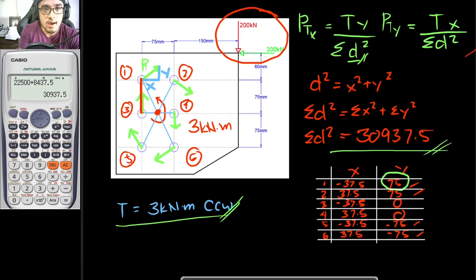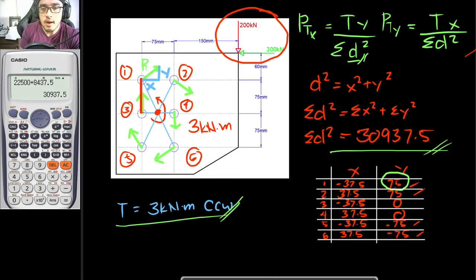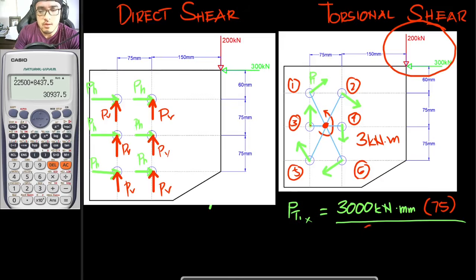So, okay lang guys? Yes, sir. Nakakasunod pa? Yes po, sir. Okay, so very good. So, ito yung y component. So, times 75. So, divided by itong summation of the squares of the distances, which is 30937.5.